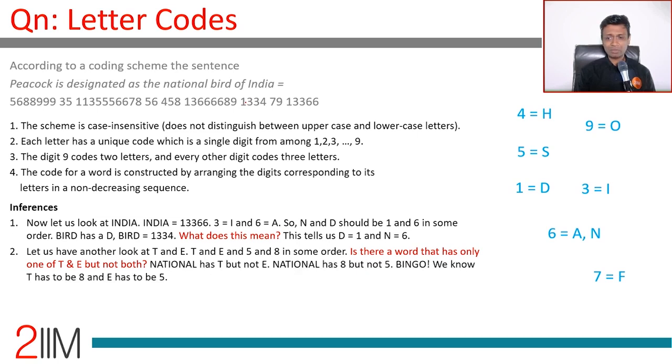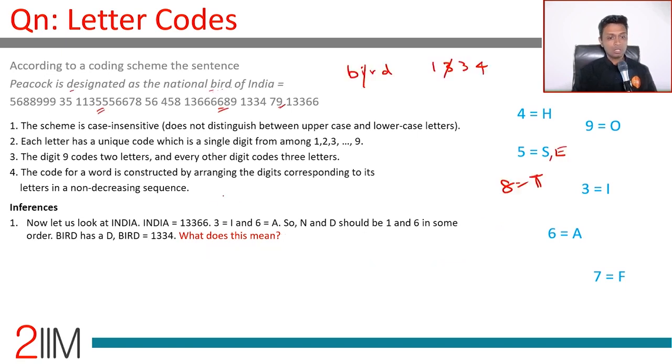T and E we have done. T is 8 and E is 5. That much we have inferred. I'm just going to go back one step. Let's look at INDIA. We know I is 3. This is 1, 3, 3, 6, 6. With I as 3, we have NDA to be 1, 6, 6. A is 6. That is gone. N and D are 1 and 6.